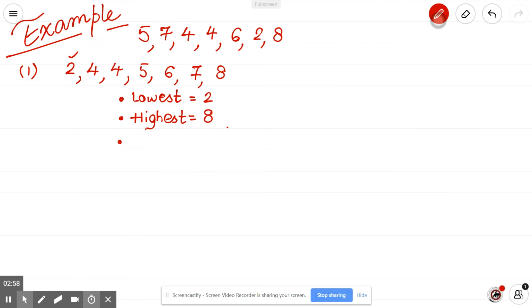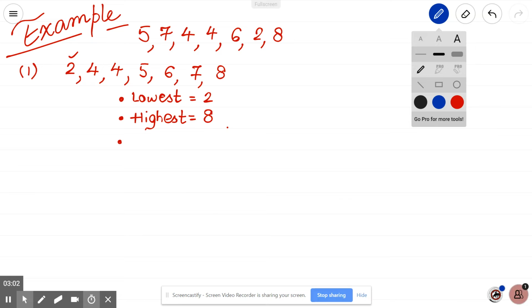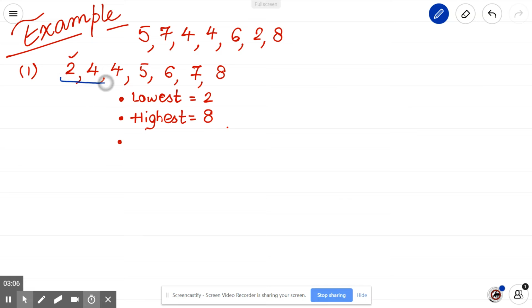Now let us check what is the median of this data. That's our next step, to identify the median of this data. If I take 3 points away from here and 3 points away from the right hand side, I'm left with the middle value or the median, which is going to be 5.